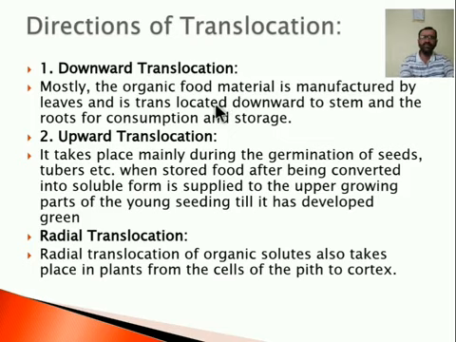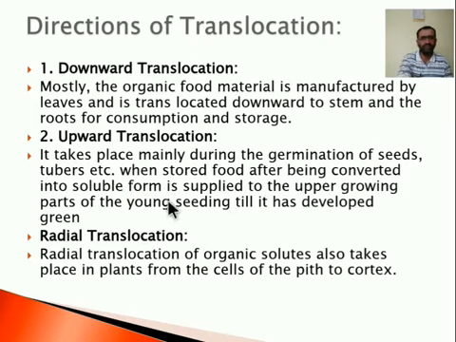Okay, the second one is the upward translocation. It takes place mainly during the germination of the seed. Here the tubers etc., when stored food, after being converted into a soluble form, is supplied to the upper growing part of the young seedling till it has developed green leaves. So this is the second.